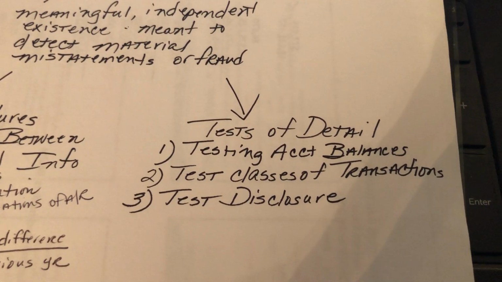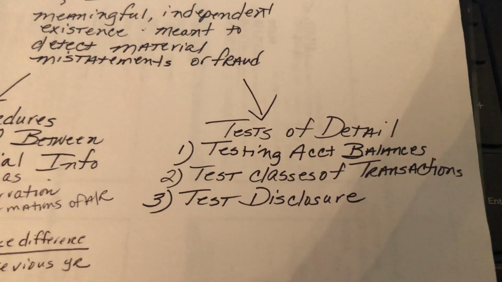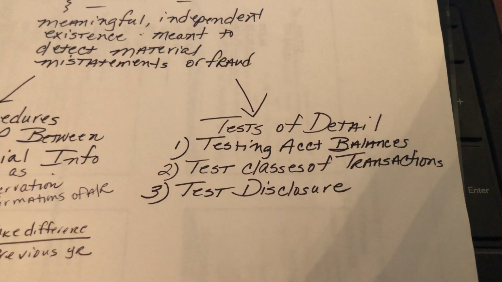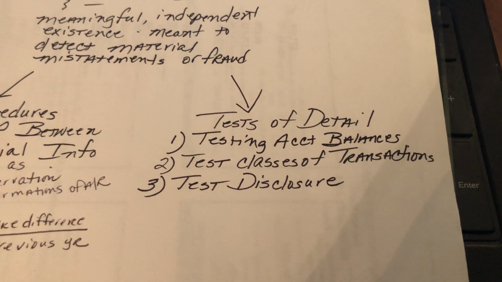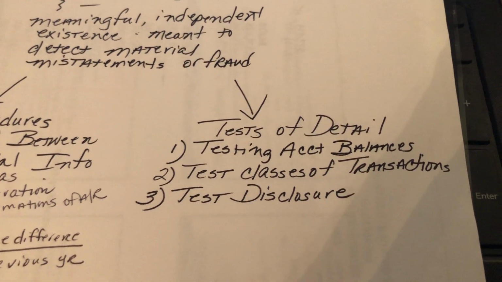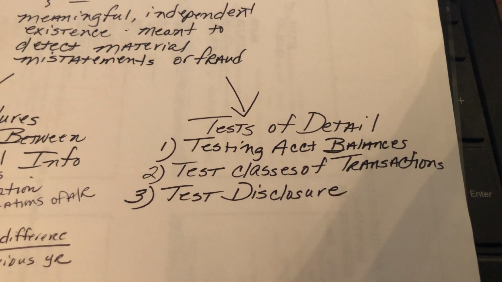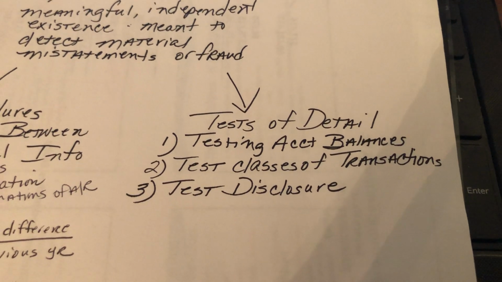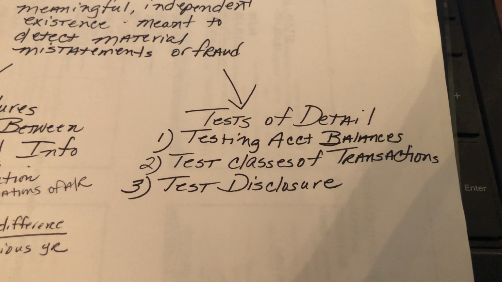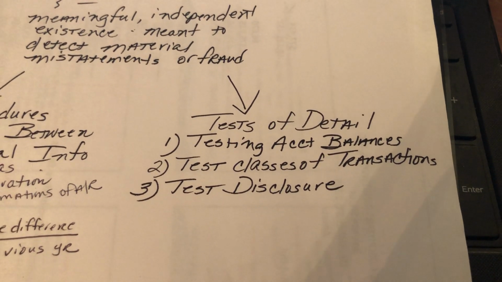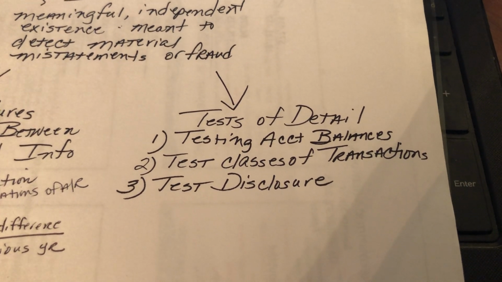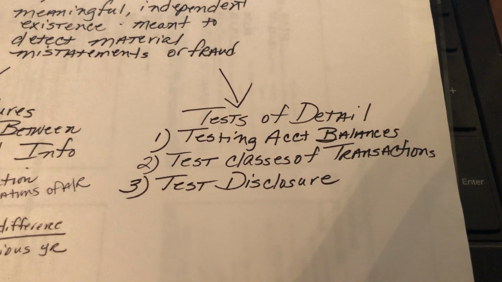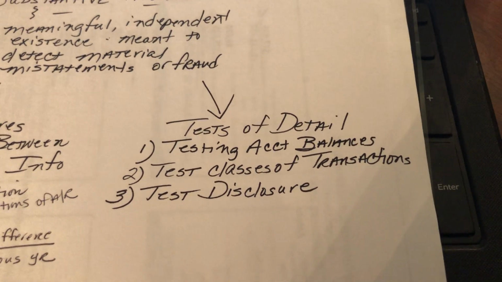Test of details would be testing account balances, tracing back your journal entries, footing your columns, going back and checking to see if they added them correctly, doing a bank reconciliation, which we're not getting to yet. Look at certain classes of transactions, accounts receivable, inventory. And when we get into audit planning, you're each going to have a different category to test, and you'll know a little bit more about how to do that.